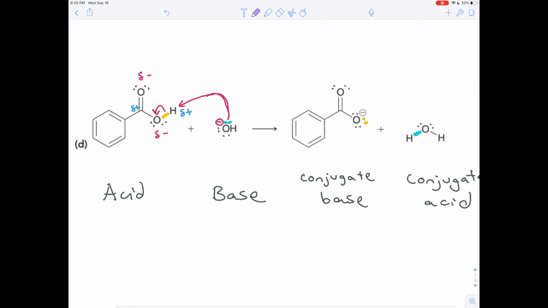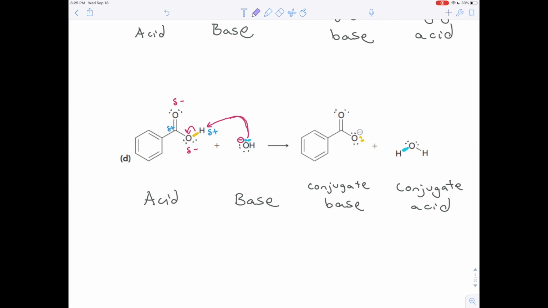So that is our last example for how you can recognize acids, bases, conjugate acids, conjugate bases, and how you can draw the mechanism for a proton, a hydrogen, an H+, being transferred from one molecule to another.